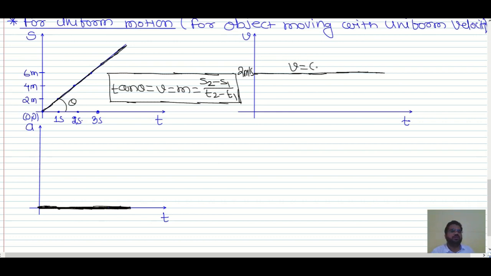So here velocity is constant, which indicates acceleration is 0. Here also acceleration is 0 meter per second square. So this is for uniform motion.